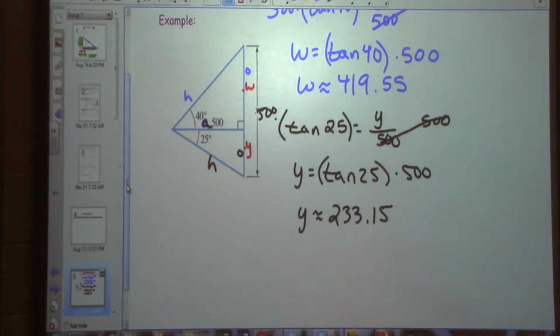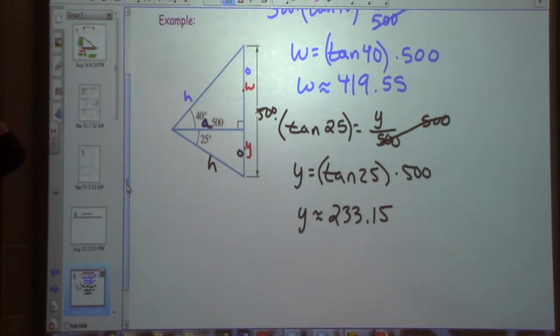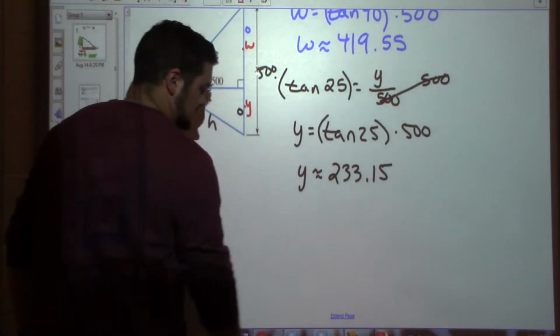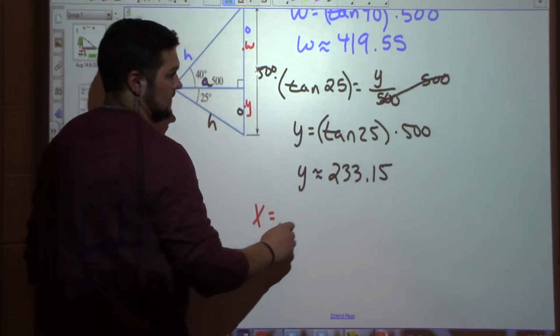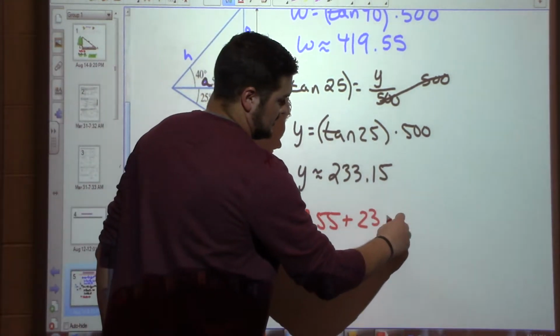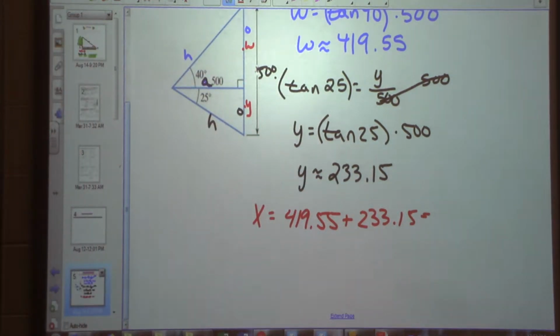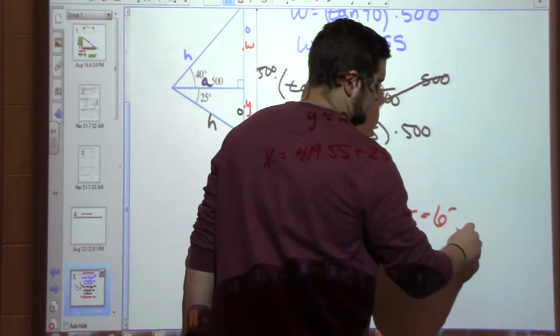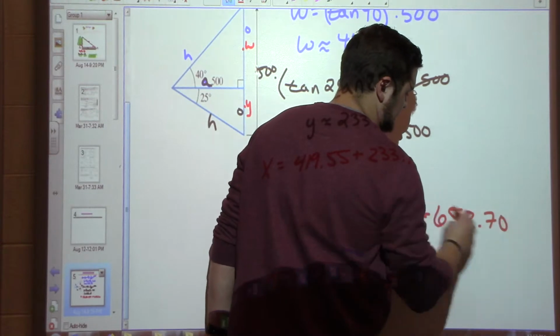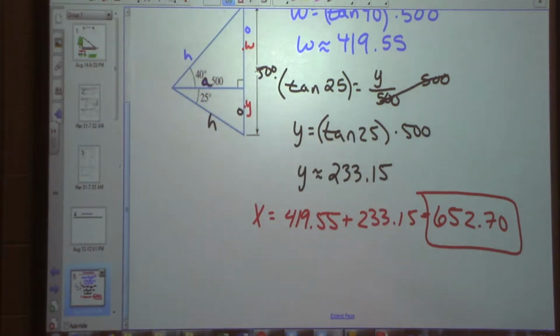Solve for W, solve for Y. What's my last step here, Caden? Add them together, right? We said we wanted to find the whole length of it. So all you gotta do is add them together. So x equals 419.55 plus 233.15, which comes out to be 652.70. 0.70, or just 0.7 would work as well. Okay, good. That wasn't too bad, was it?